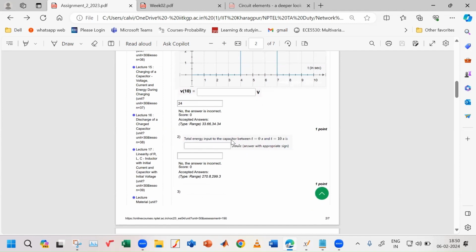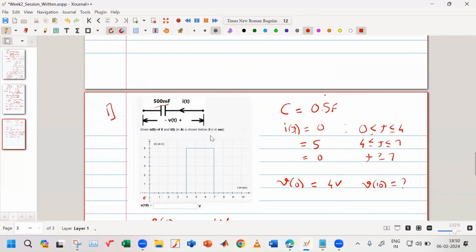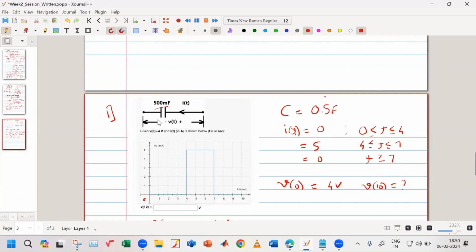What is the total energy input to the capacitor between t equal to 0 seconds and t equal to 10 seconds? Okay, so let us go to our question. They're asking from t equal to 0 to t equal to 10, how much energy we have stored in the capacitor? Does anyone have anything to say? What is the energy in a capacitor?